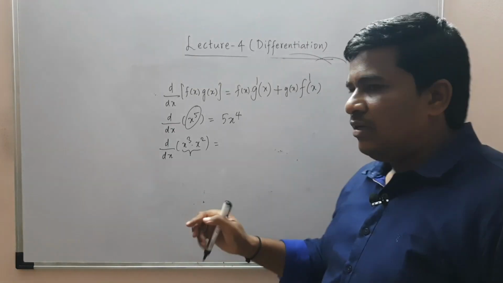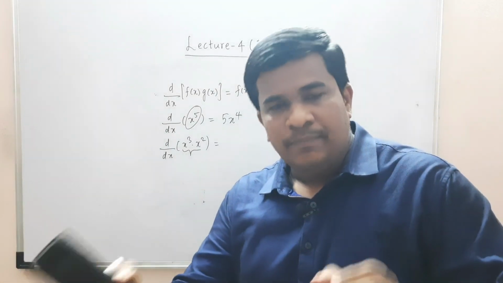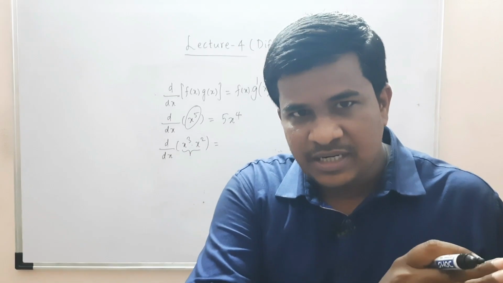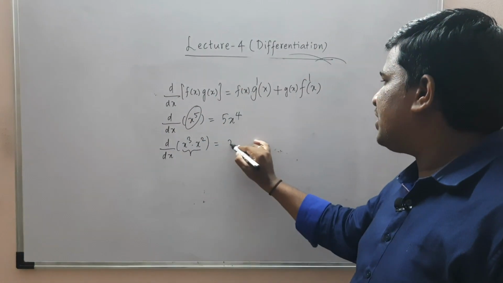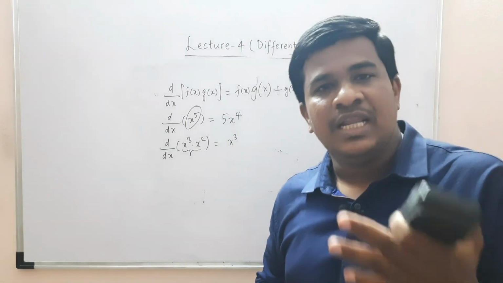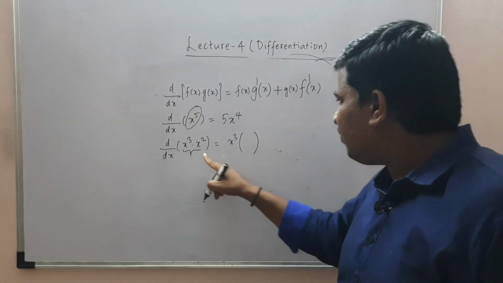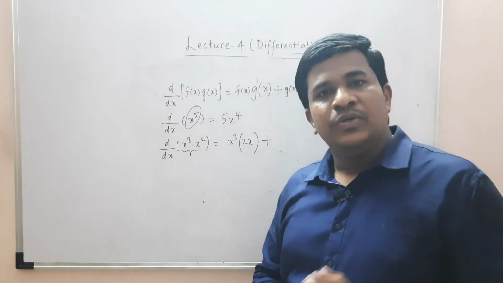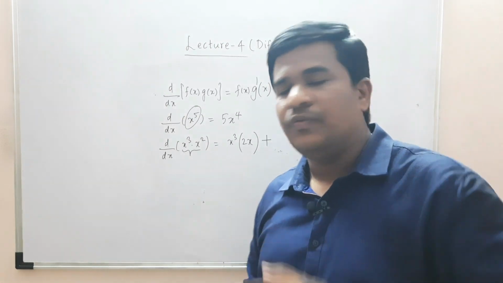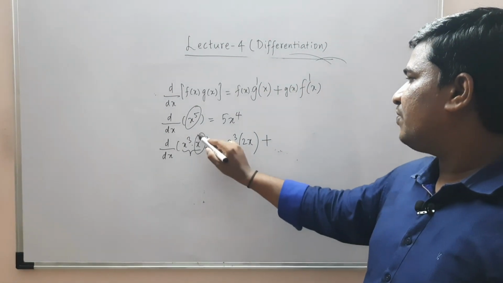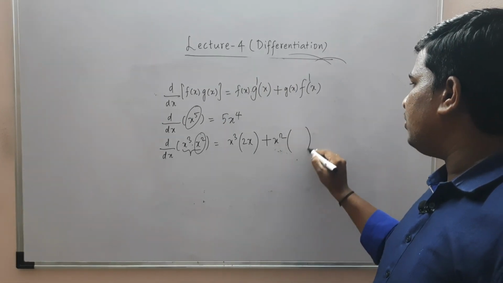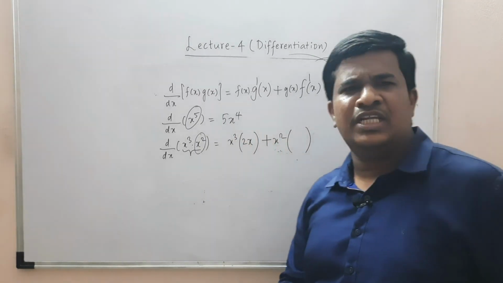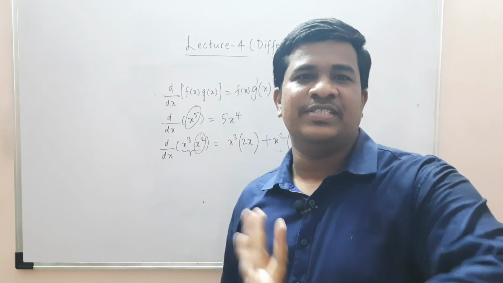So what does it mean? I am saying uv plus vu. So uv, first function into second function derivative. First function x cube into second function derivative. What is the derivative of x square? 2x. Plus, u v plus v u. What is v? x square. So x square into whose derivative should I write? Here you disturbed the second function, here you should disturb the first function. There is no partiality. Each time we are disturbing one function.